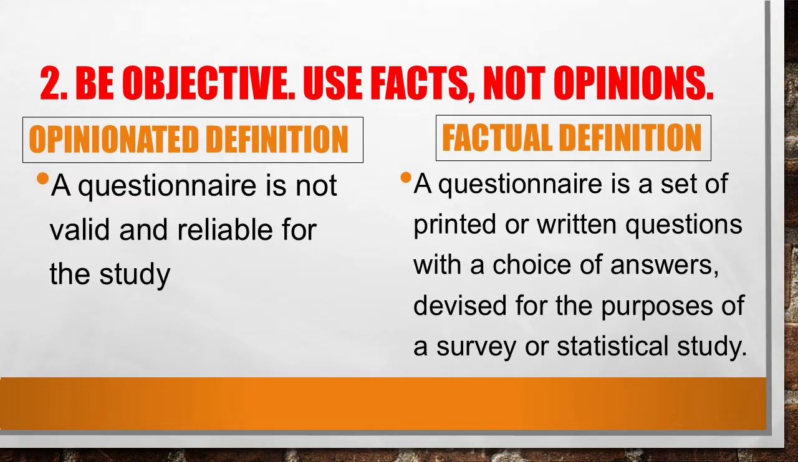So an example of an opinionated definition that we should avoid is, for example, the term being defined is questionnaire. An opinionated definition could be a questionnaire is not valid and reliable for the study. As you can see, this is not an objective type of definition since it is based on an opinion of someone. So for a factual definition for the term questionnaire, we have a questionnaire is a set of printed or written questions with a choice of answers devised for the purpose of a survey or statistical study. So in providing technical definitions in our research paper, we should be objective and use facts, not opinions.